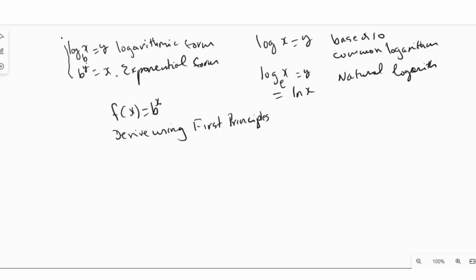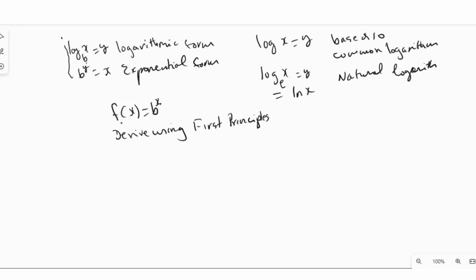Logarithmic form, exponential form. If I write log of x without any base, it automatically means base is 10 and we call it common logarithm. If it is log of x to base of e, which is a special number or Euler's number, then we call it ln x, we don't call it log x, ln x. And this is called natural logarithm.